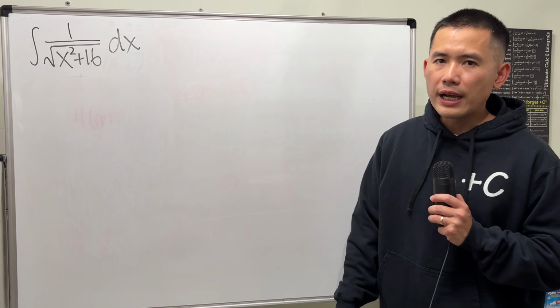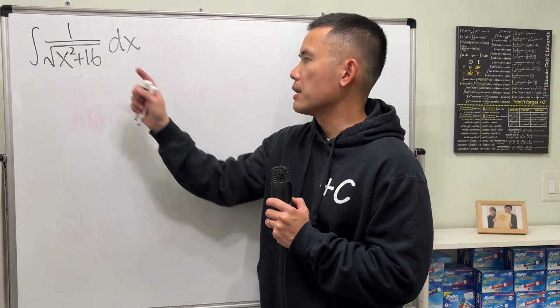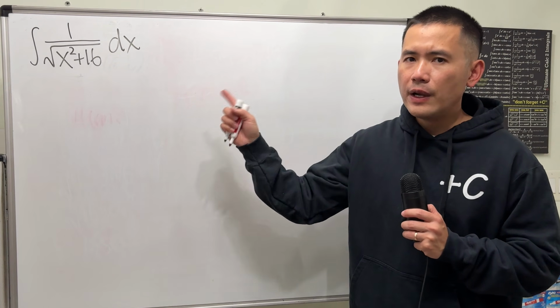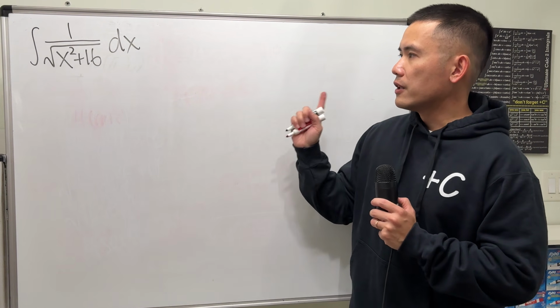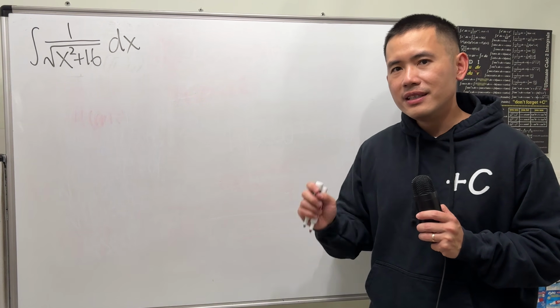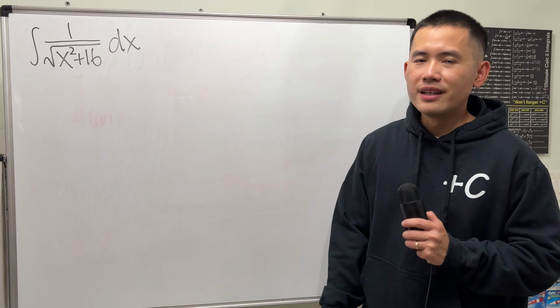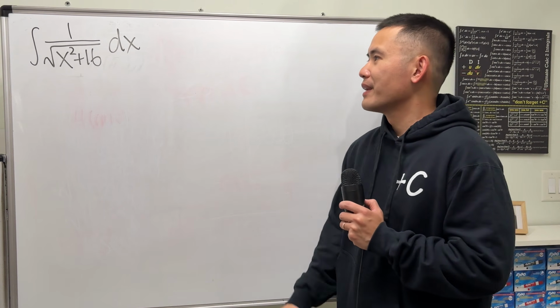Today, I'm going to show you guys two ways to integrate 1 over square root of x squared plus 16. And this is a very typical calculus 2 integral that you have to know how to do. The first way is the classic trig substitution, and the second way is the hyperbolic substitution. And after the video, you guys can let me know which one that you like more.